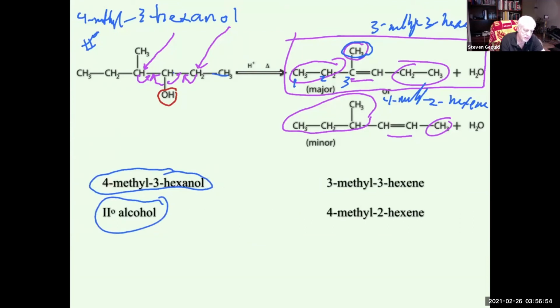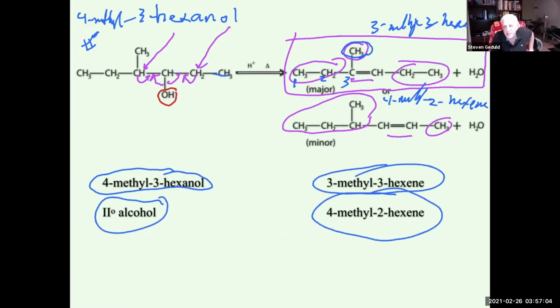The major product is 3 methyl, 3 hexene. The minor product is 4 methyl, 2 hexene. The reason it's the major product is it has more alkyl groups attached to the carbons of the double bond.